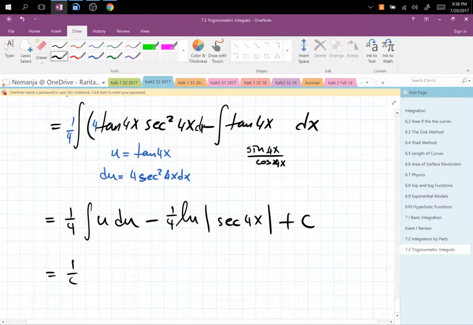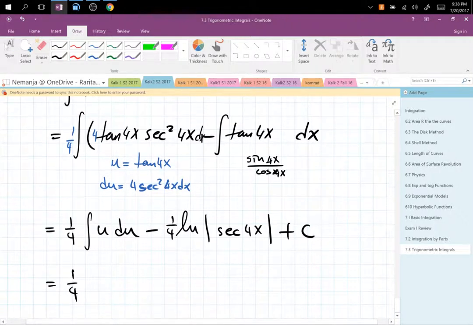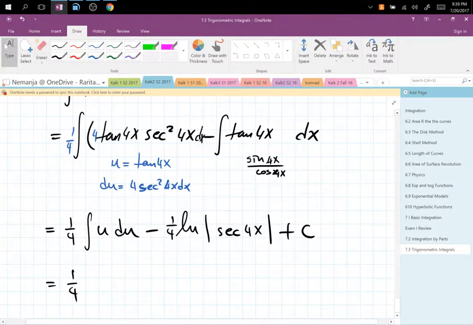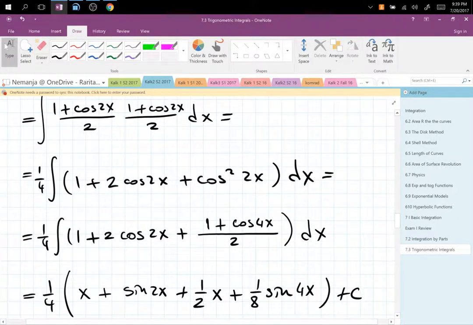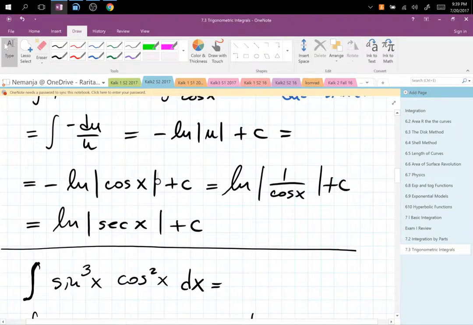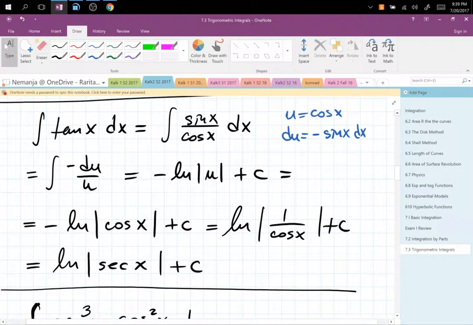So this is 1/4. Why is it the tangent? Yeah, but then you transform it. Hold on. Right, it is cosine. Oh, okay, yeah. And then this minus makes a secant.